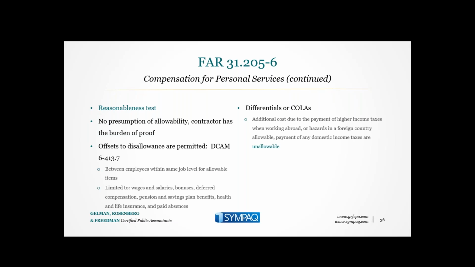Okay. And then what happens if DCAA does do their wonderful job, the friendly neighborhood auditor, and they disallow some things? Well, you can offset those things, but according to them, they only want it done among employees where there are offsets at the same kind of position level for allowable items. And the limited to is pretty much everything. It's wages, salary, bonus, deferred comp. So that's not the problem, but they say you can't just say, well, one class we'd like to offset because you didn't include this or whatever.